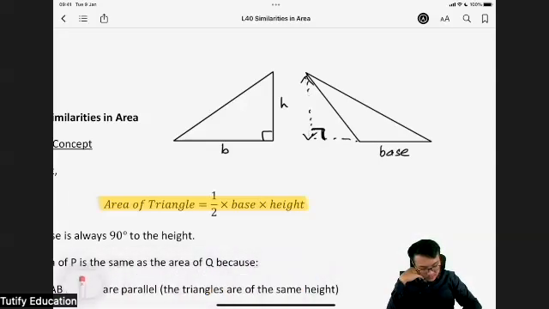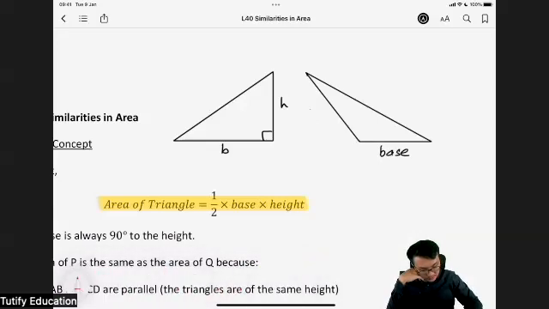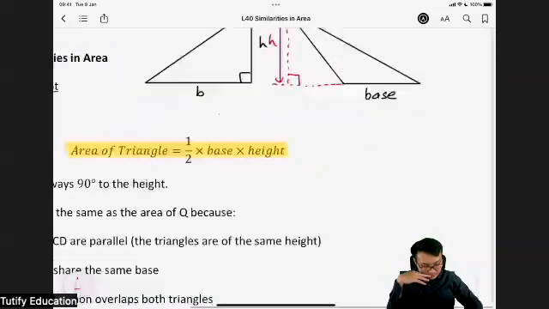So let's draw it properly. Okay, this is the base. If you want to find the height, you need to extend the line and you need to make sure that this is 90 degrees. Then you can say that this is the height. Okay, Ben? Okay, now let me draw another triangle.